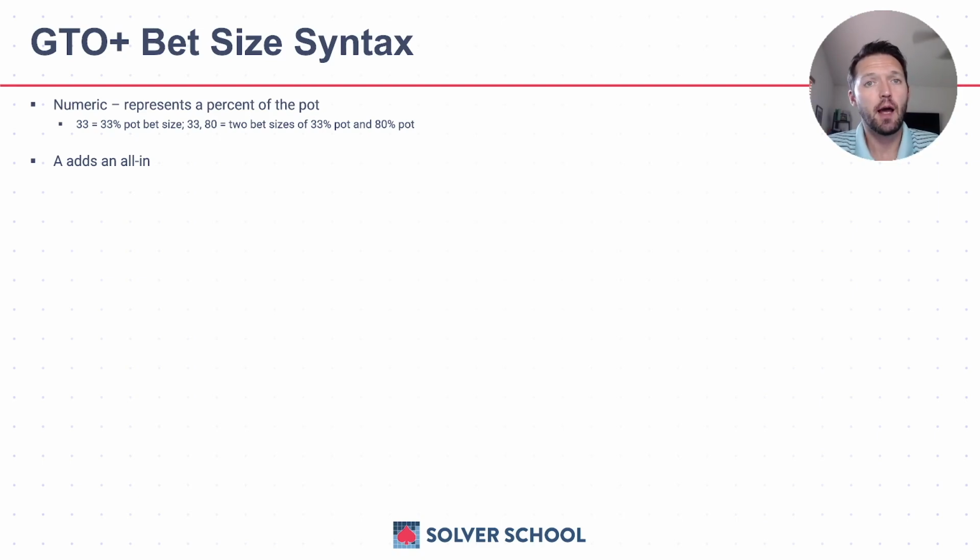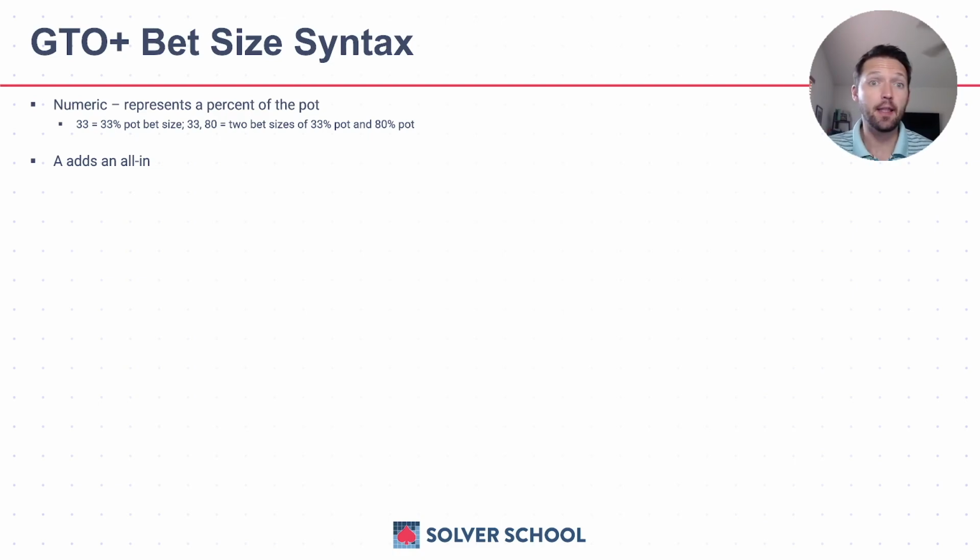You have the option of putting in just a number into the space, and what that number represents is a percent of the pot that you would like that bet size or raise size to be. So if you enter a 33, that's going to equate to a 33% pot size bet. If you put that in the raise field, it's going to equate to a 33% pot-sized raise. And that's just calculated using the pot size at the time of that particular node.